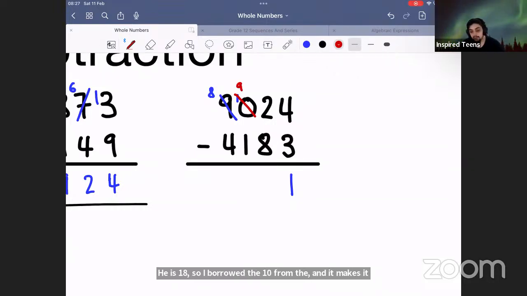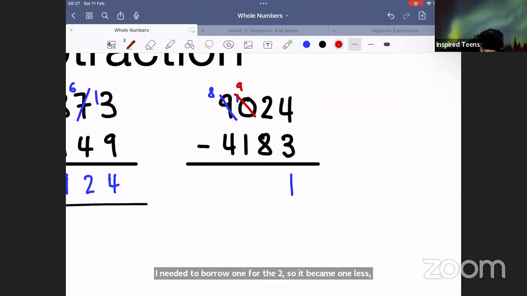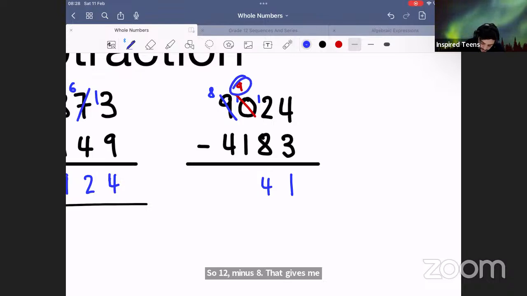So from 0, it went to 10 because I borrowed the tens. Then I needed to borrow 1 for the 2. So it became 1 less, which is 9. And this guy could become 12. So 12 minus 8, that gives me 4. Then I can say 9 minus 1.